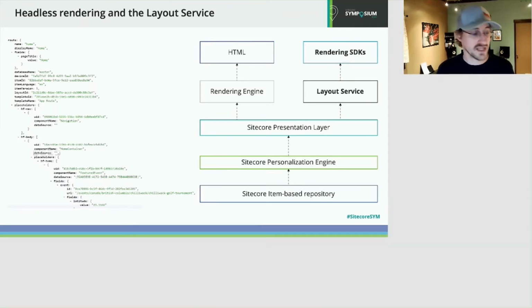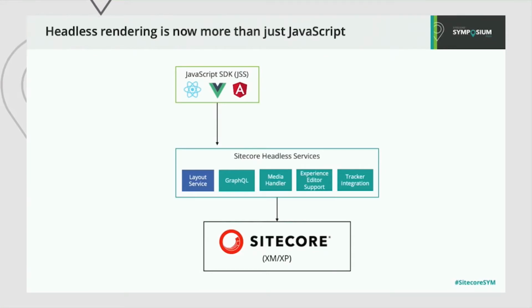And so for that SDK, or SDKs as it were, in Sitecore 9.1 we introduced JSS and SDKs for the React, Vue, and Angular frameworks. And again, those SDKs allowed you to consume layout service output as well as integrate with other Sitecore XP features like the experience editor and tracking and personalization and so on.